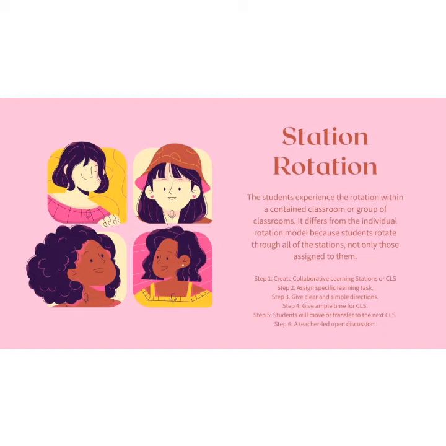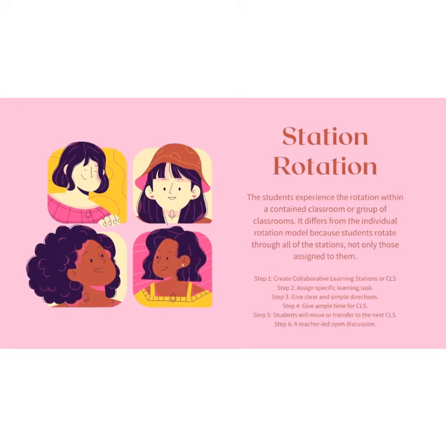Step 3. Give clear and simple directions. Refrain from giving directions orally as this can create confusion and disorder in the classroom. The best way to do this is to write the direction for the learning task on a piece of paper or handout. Step 4. Give ample time for the CLS to complete their assigned learning task. The teacher should be able to estimate how long each CLS will take to complete the given task. The teacher should refrain from talking or giving additional directions to the class as soon as the students have started performing their assigned learning task.